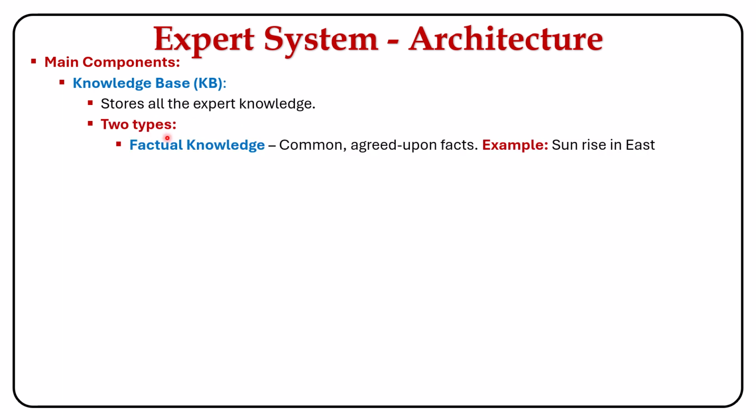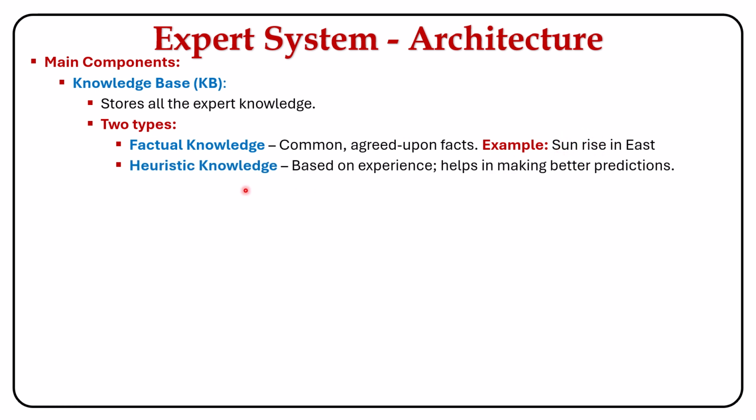There are two types of knowledge stored in the knowledge base. The first is factual knowledge. It is common and agreed-upon fact. For example, the sun rises in the east. This is common knowledge which we all agree upon. Next comes heuristic knowledge. It is mainly based on experience and it helps in making better predictions. For example, solving a mathematical equation, predicting the weather forecast, and so on.